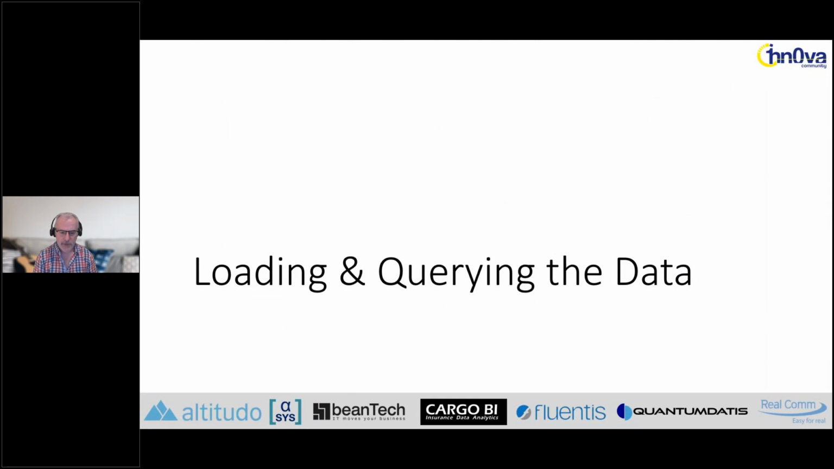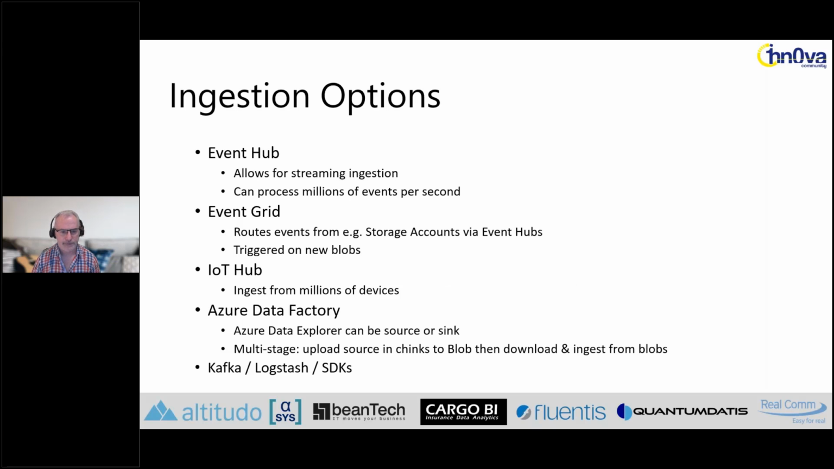I want to now take us on to looking at the various ways we can start to load data into our Data Explorer cluster and how we go about querying that. What options do we have through there? And there is, as I hinted at earlier, quite a variety of ways that we can get our data into our Data Explorer cluster. The nice bit around the streaming ingestion side of things is that there's a nice close, tight integration with Event Hub.